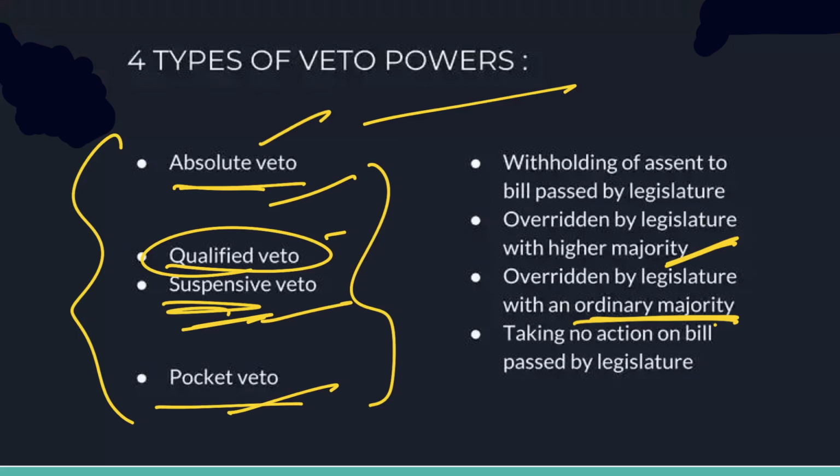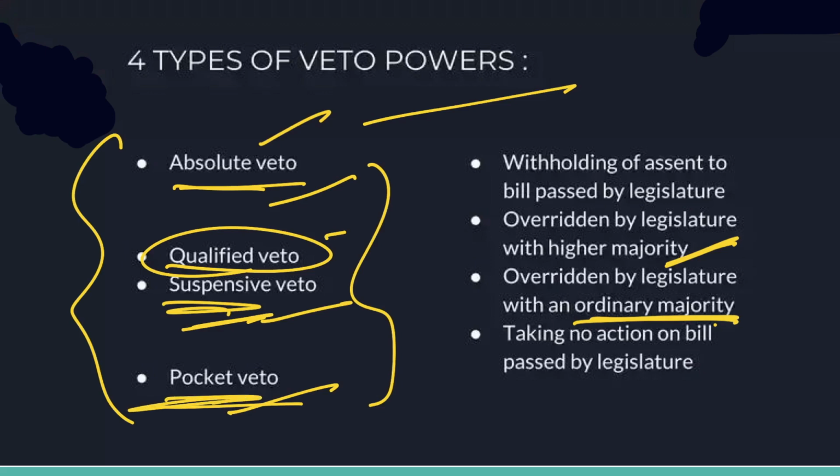Pocket veto of a president. In this case, the president neither ratifies nor rejects nor returns the bill, but he simply keeps the bill pending for an indefinite period. In this case, the parliament cannot take any action on the bill. And that's why this is known as pocket veto.